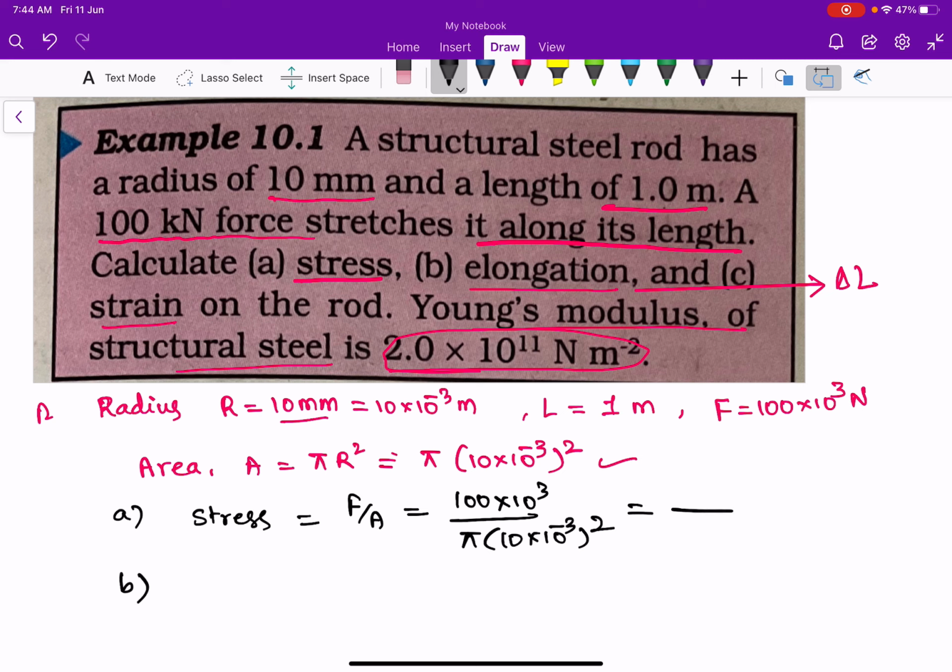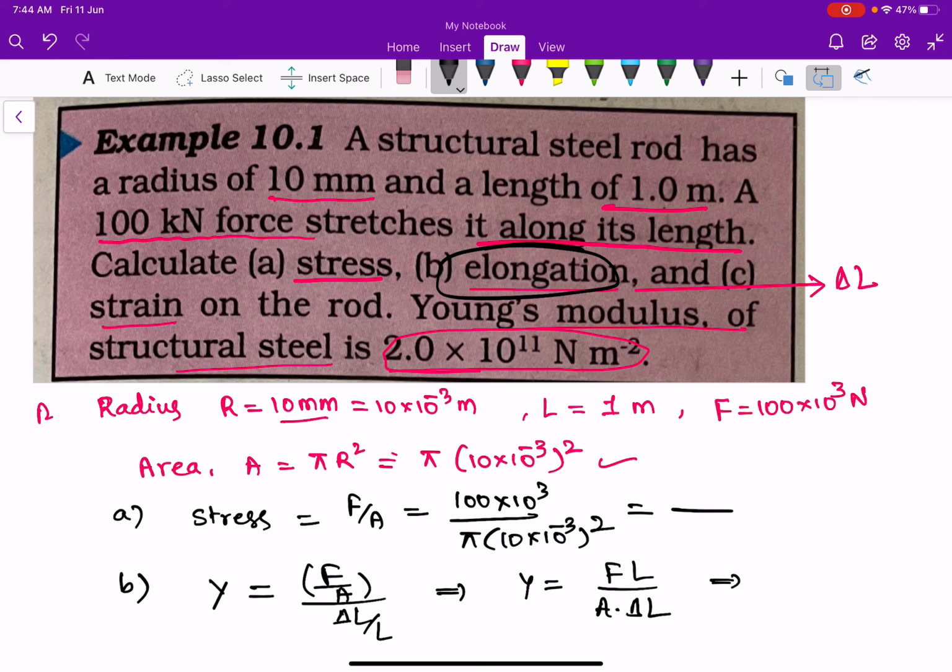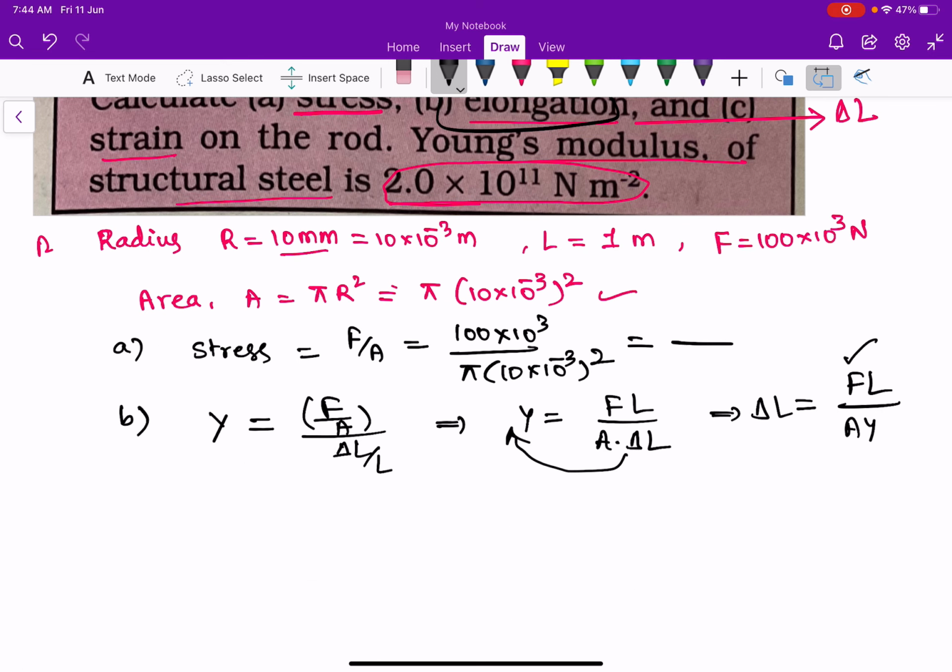And next we need to solve for elongation. We know that Young's modulus Y is equal to force per unit area divided by strain, that is delta L by L. So here Young's modulus is equal to F into L by A delta L. Rearranging the terms, delta L is equal to F into L by A into Y. Force is given, length is given which is equal to 1 meter. Area we found out, substitute the area value. Young's modulus is given 2 into 10 to the power of 11. Substitute so that you will get the delta L value.